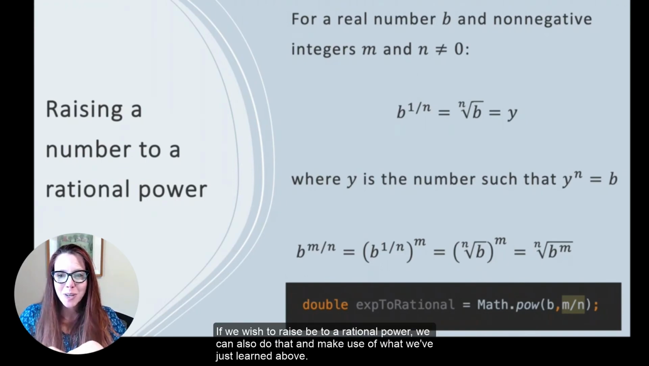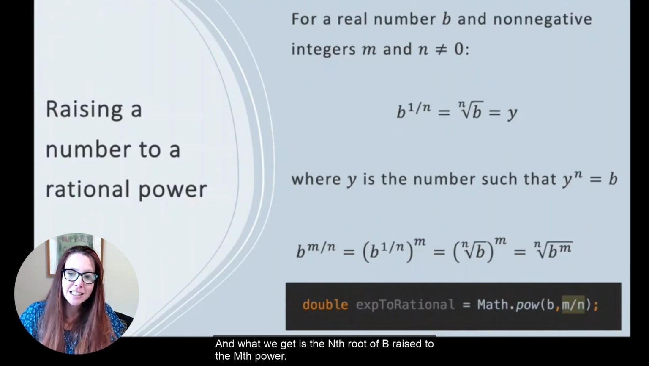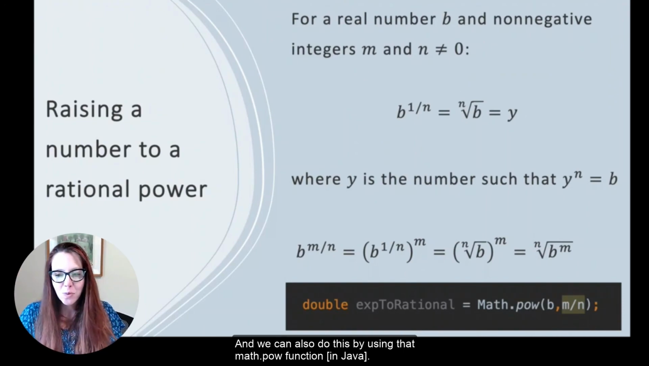If we wish to raise b to a rational power, we can also do that and make use of what we've just learned above. So we know that b to the 1 over n is the nth root of b. We're going to take that nth root of b and multiply it by itself m times, and what we get is the nth root of b raised to the mth power. And we can also do this by using that math.pow function.